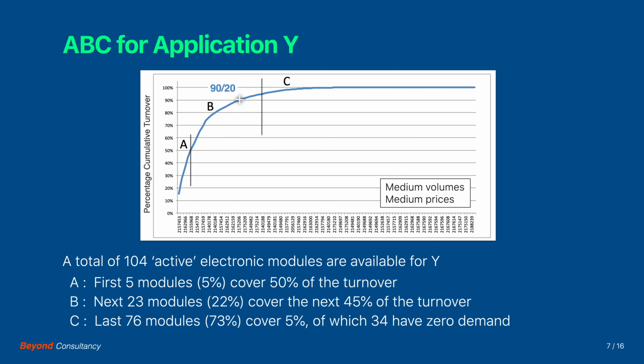A total of 104 electronic modules serve Y. The first 5 modules cover half the total turnover, and more broadly speaking, the first 20% of the modules cover 90% of the turnover. This includes the A items and most of the B items. The C items form nearly 75% of the modules and cover only 5% of the turnover. Nearly half of the C items have zero demand. The ABC classification for Y is very similar to X.